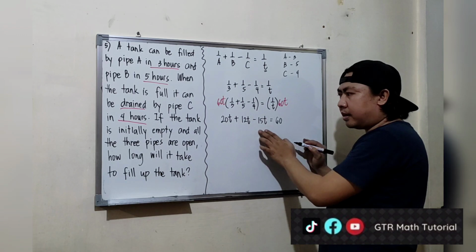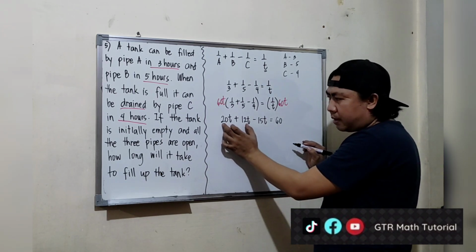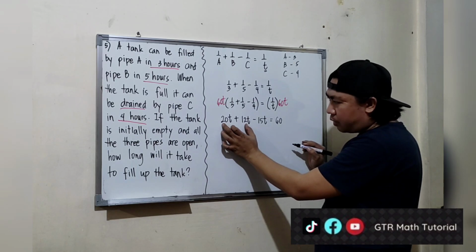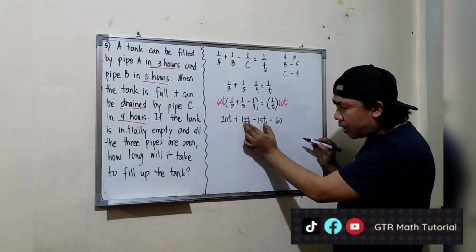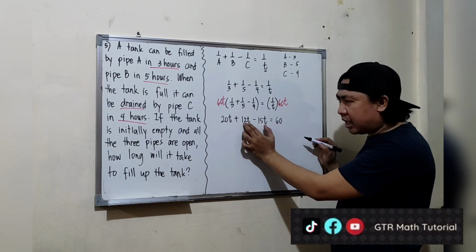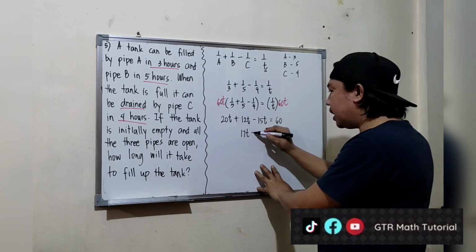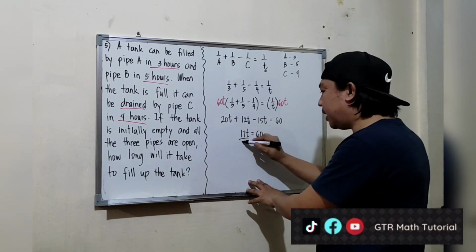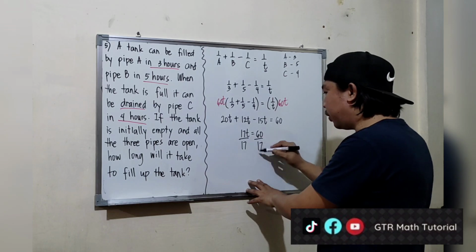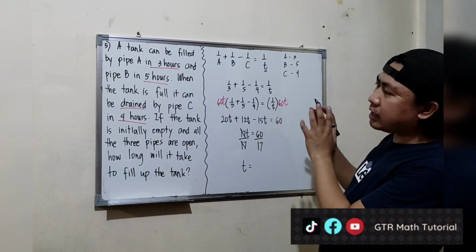Then combine like terms, so just add and subtract. 20 plus 12 is equal to 32, minus 15. O, parang mas madali ito. 12 minus 15, so we have negative 3. 20 minus 3, so we have 17T is equal to 60. Then, divide both sides by 17. So, yun ang sagot natin. Therefore, T is equal to, this is in hours.